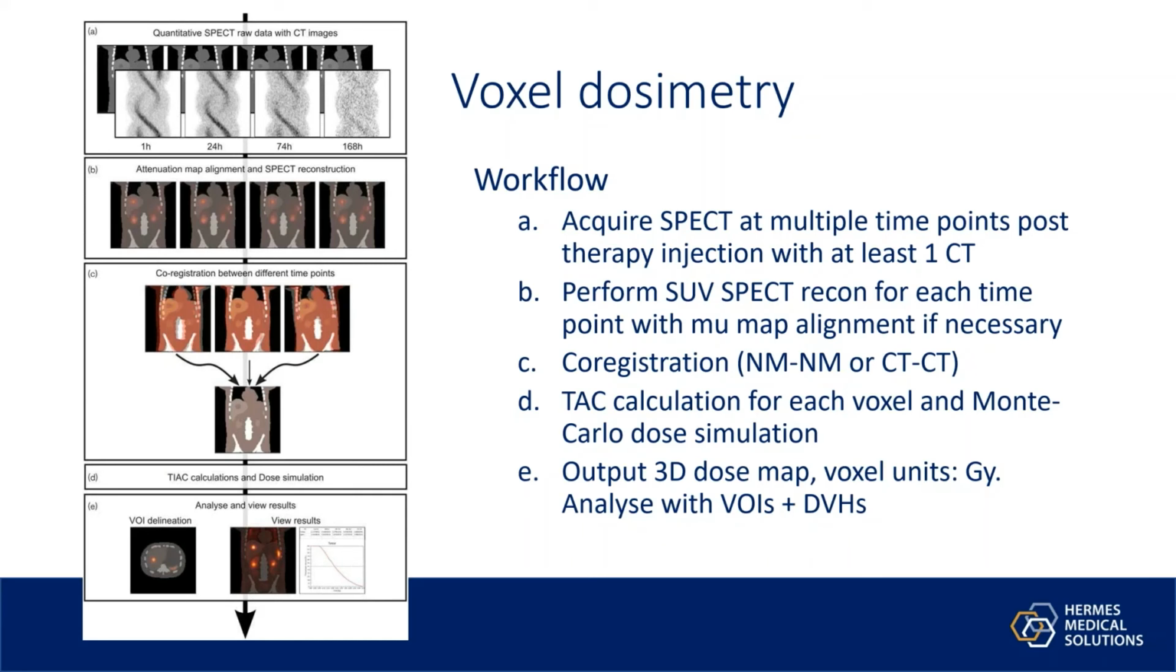At this point, we have then a time activity calculation for each voxel and Monte Carlo dose simulation. So we can imagine that we've got 4 SUV SPECT reconstructions that are all perfectly aligned, so we can trace the voxels through each one. We can make a cumulated activity calculation for each voxel, and then we do the dose simulation. The output result is a dose map, which looks quite a bit like the input SPECT. It has voxel units of gray, and then we're able to analyze that with volumes of interest and dose volume histograms.